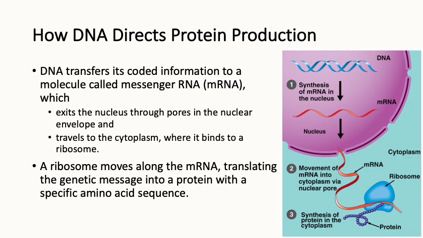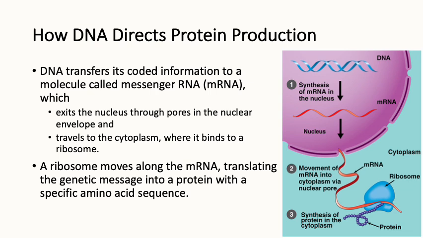The information stored in DNA is not used directly to make proteins. Instead, DNA serves as a template to produce messenger RNA, or mRNA, in a process called transcription. This mRNA molecule carries a copy of the genetic instructions out of the nucleus and into the cytoplasm. Once in the cytoplasm, the mRNA binds to a ribosome, which reads the sequence of nucleotides and translates it into a specific sequence of amino acids. These amino acids are linked together to form a protein with a unique structure and function, connecting genetic information to observable traits.